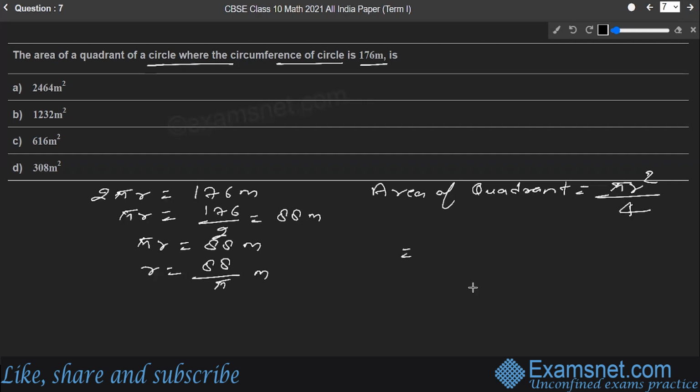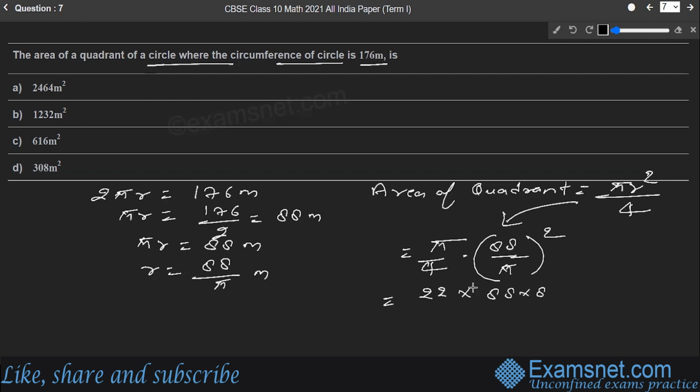Now we can replace the value of r with 88 by pi. So we get pi into 88 by pi whole square, divided by 4. This is where we have used the r value from the first part of the question. If we expand pi, this gives us 22 into 88 by 4 into 22, and 7 goes on the upside.